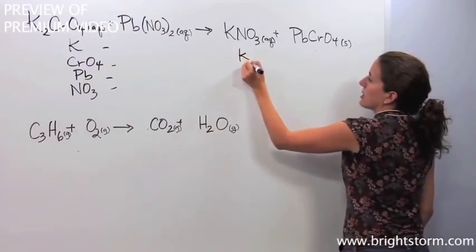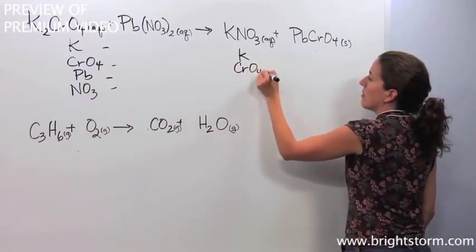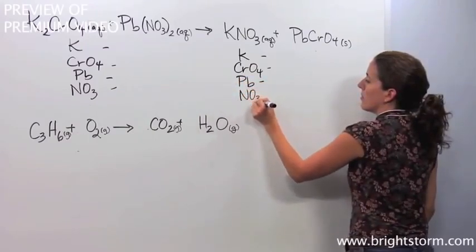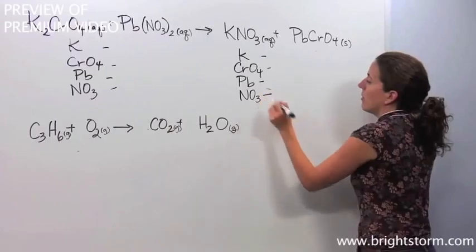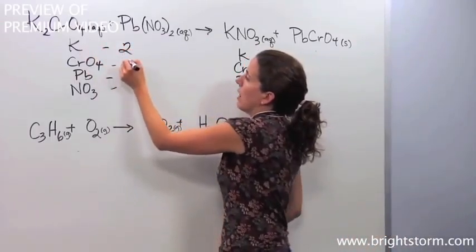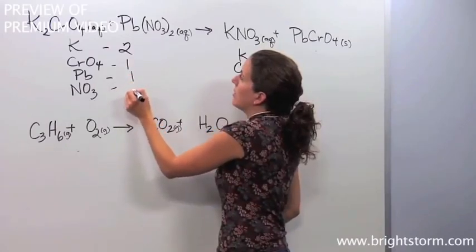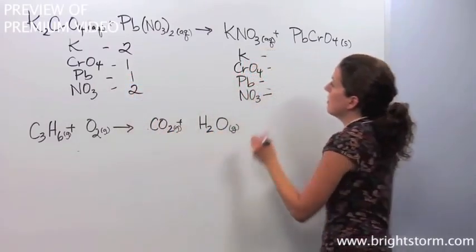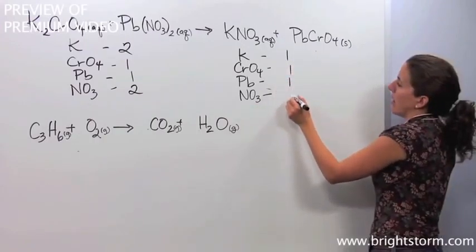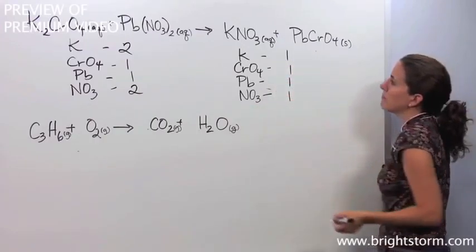And I'm going to do the same thing on the product side. Okay, so I have 2 potassiums, 1 chromate, 1 lead, and 2 nitrates. I have 1 potassium, 1 chromate, 1 lead, and 1 nitrate.